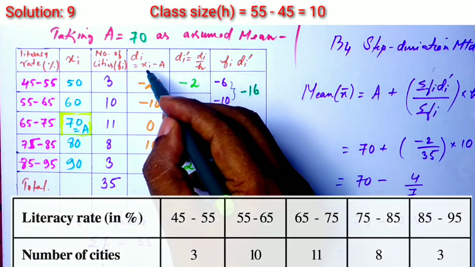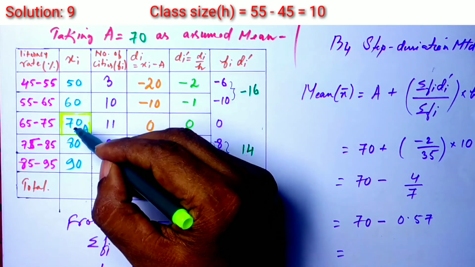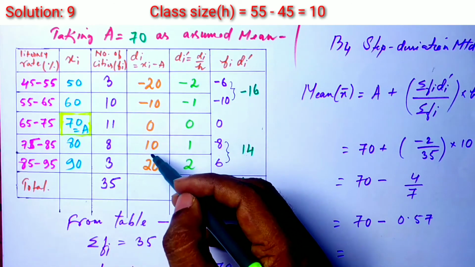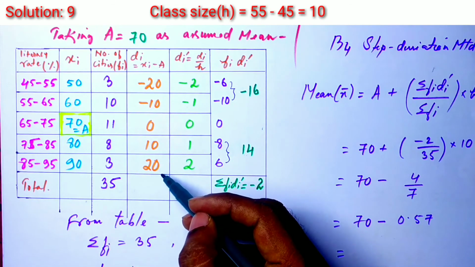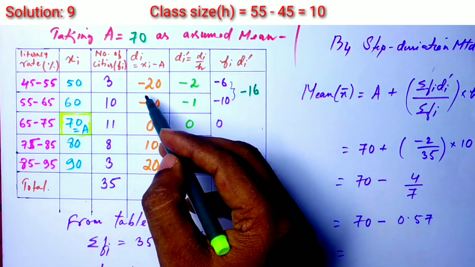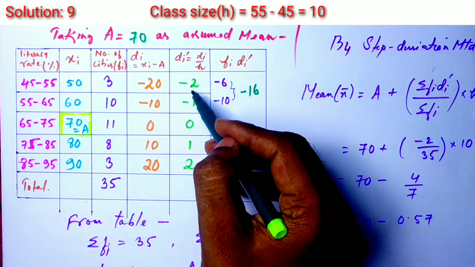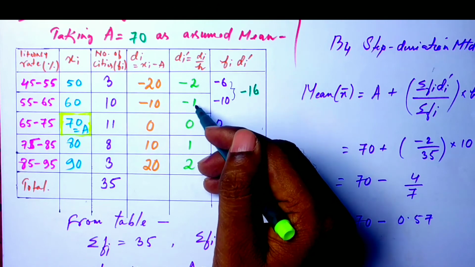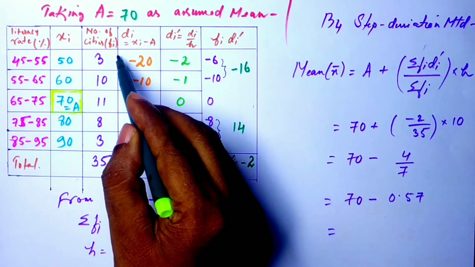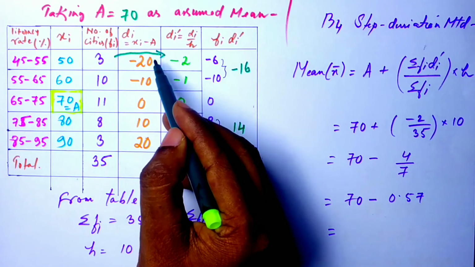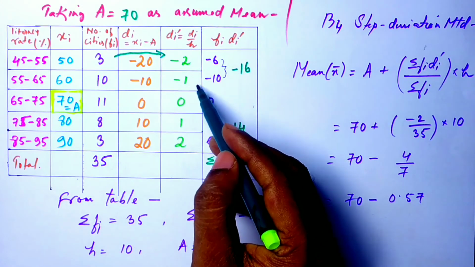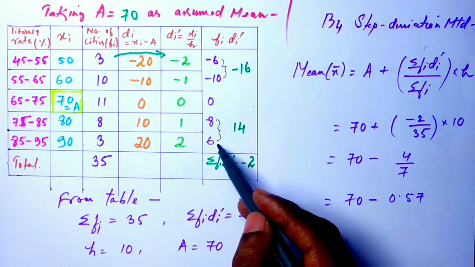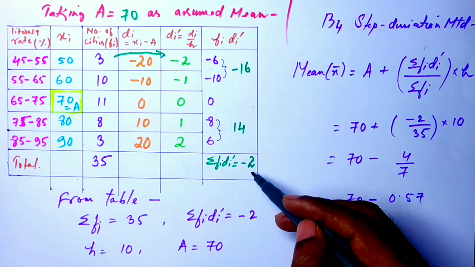Now we find the di value, which is xi minus a. 50 minus 70 is -20, 60 minus 70 is -10, 70 minus 70 is 0, 80 minus 70 is 10, 90 minus 70 is 20. So we divide these by 10 to get di dash: -20 divided by 10 is -2, -10 divided by 10 is -1, then 0, 1, 2. We multiply fi and di dash: 3 into -2 is -6, 10 into -1 is -10, which makes -16. 8 into 1 is 8, 3 into 2 is 6, which makes 14. Here the sum is -2.